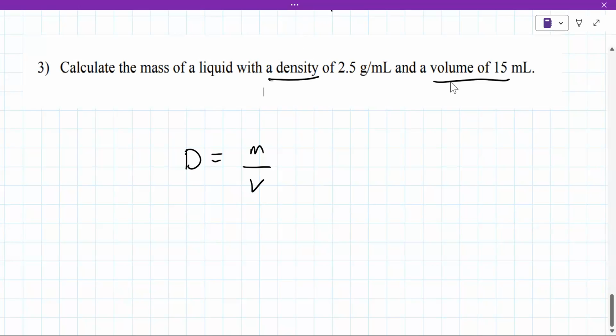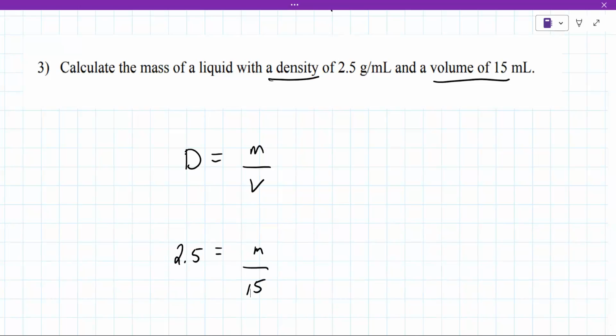Okay, on the right here, it says volume of 15 milliliters. You're trying to get the final answer, which is the mass. I keep asking you the same question and I'm not getting the right answer. 2.5 g/mL is density. Okay, so 2.5 equals M divided by 15. How do you solve this for M?